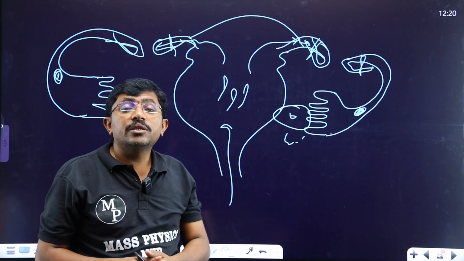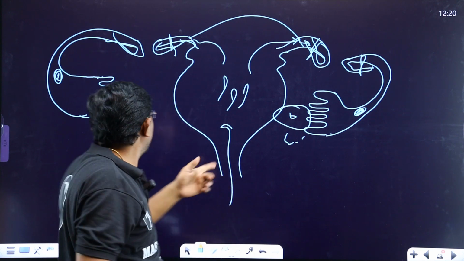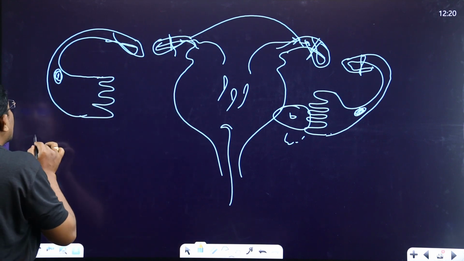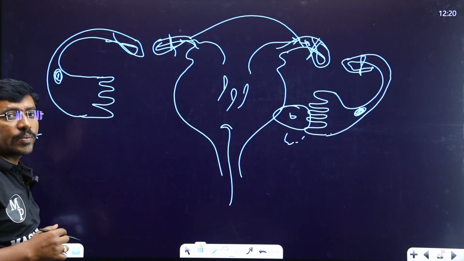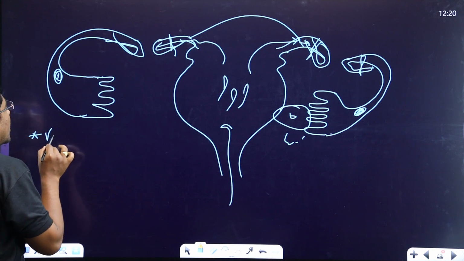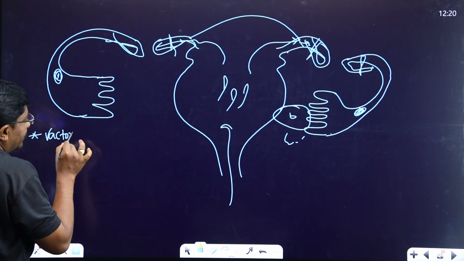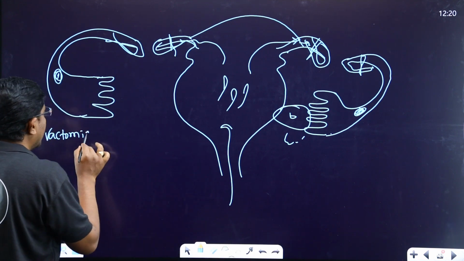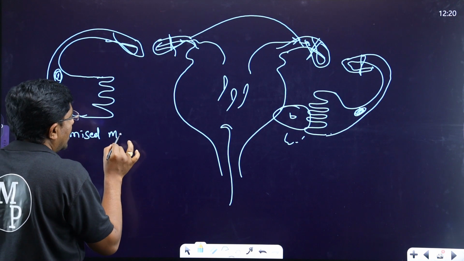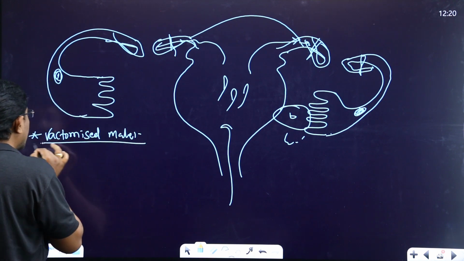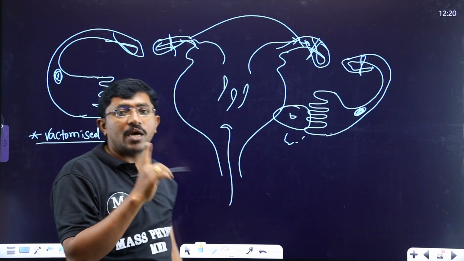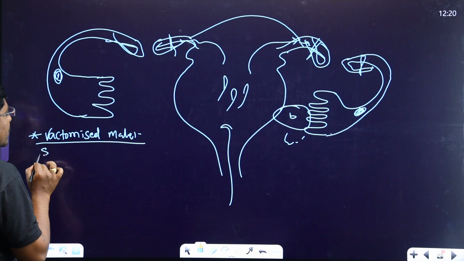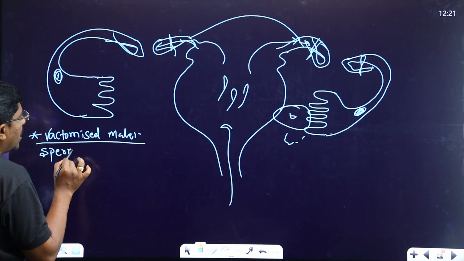So this is the tubectomy. Understood? Right. Here I have some questions for this. What is the difference between tubectomy and vasectomy? In a vasectomized male, will spermatogenesis continue or stop? That is one question. Spermatogenesis process will continue or stop?